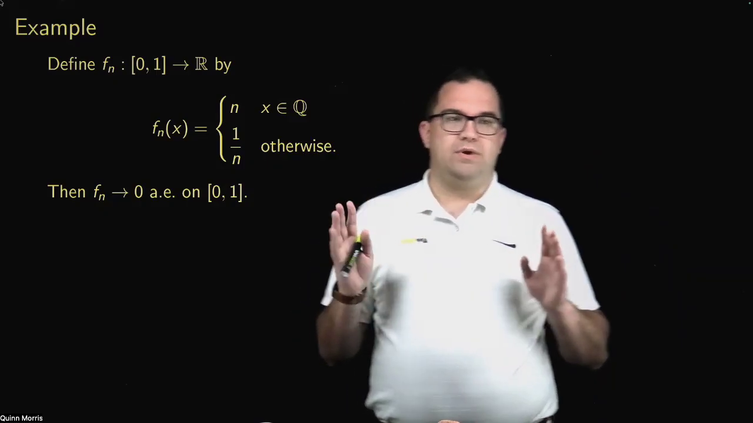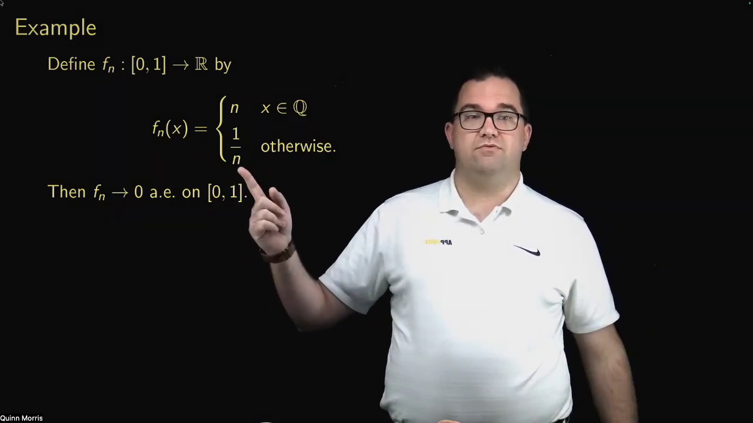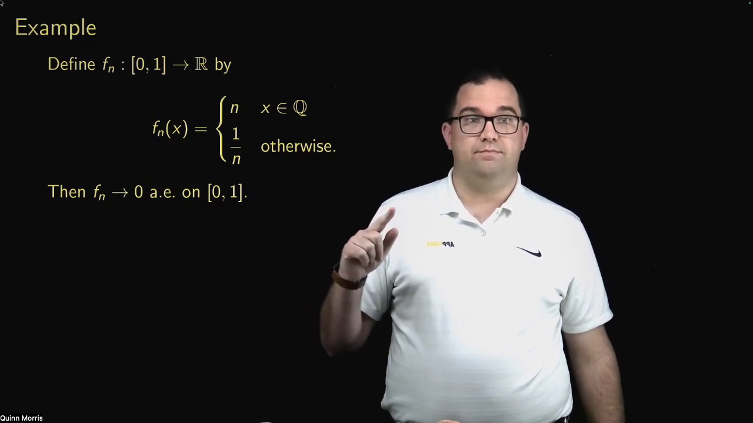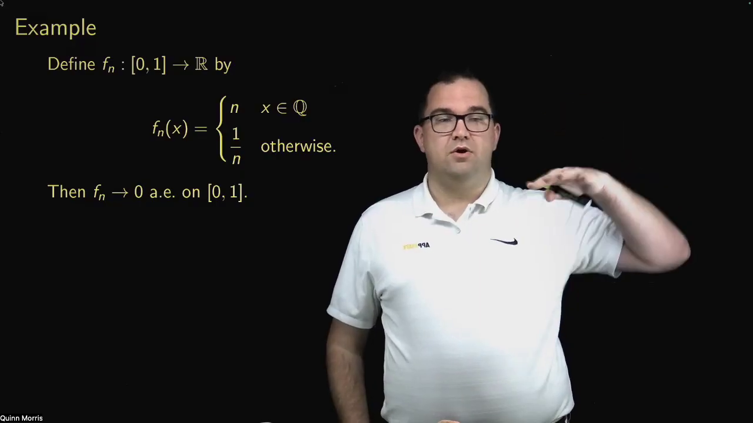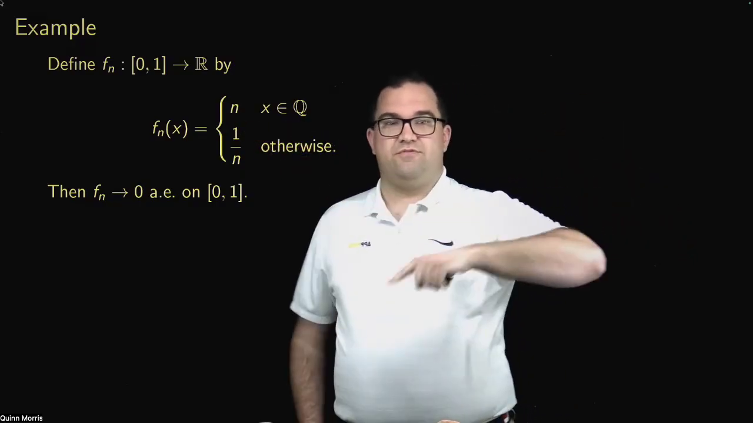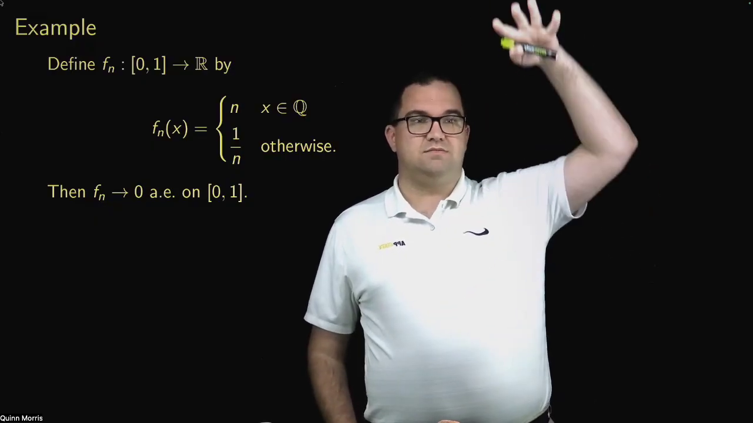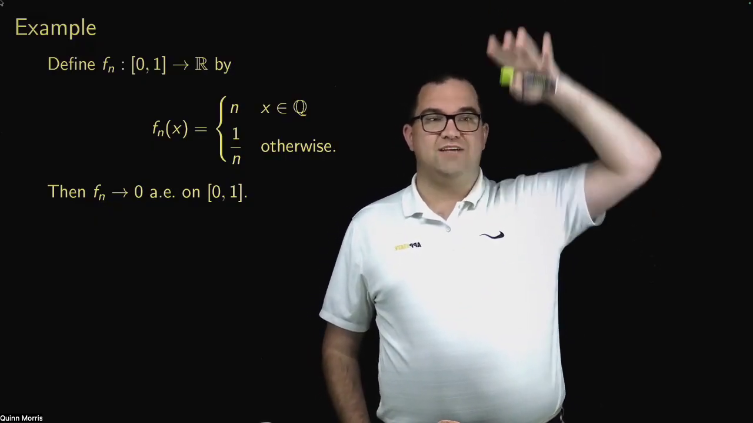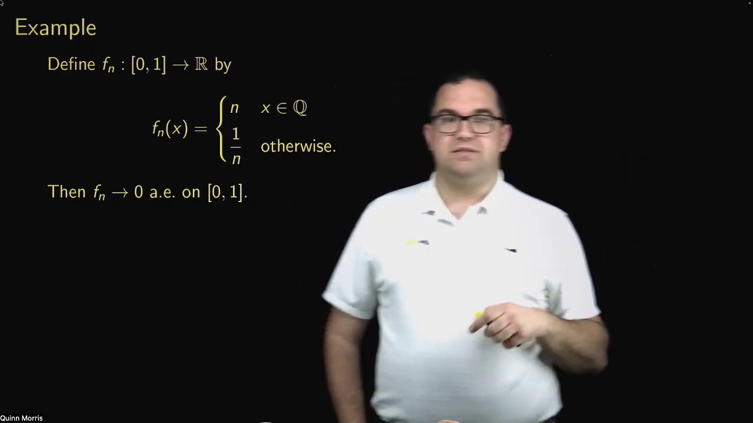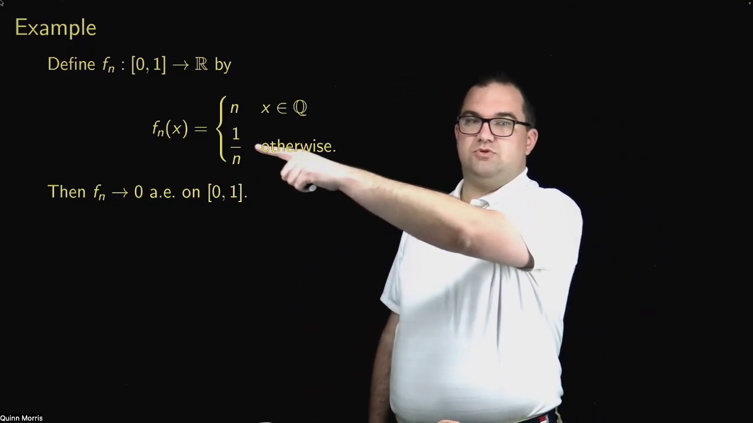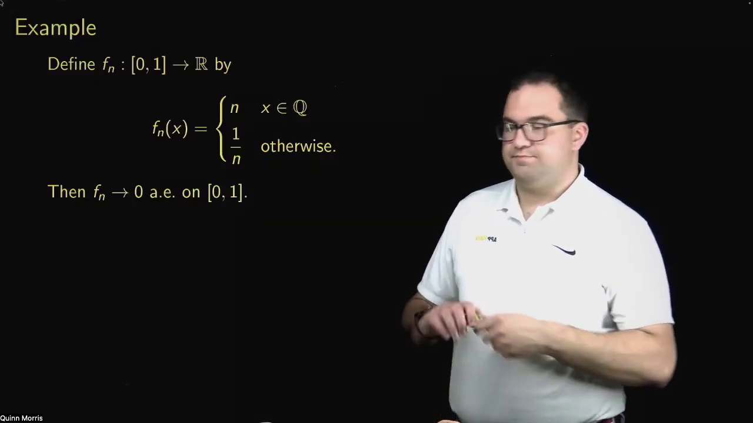Now, we can deal with that right off the bat. How do I know that f sub n does not converge to 0 everywhere? Well, if I look at the set of rational numbers, what's happening is this function is going 1, 2, 3, 4, 5, like it's diverging on the rationals. On the irrationals, however, it's converging. As n goes to infinity, this is going to 0.